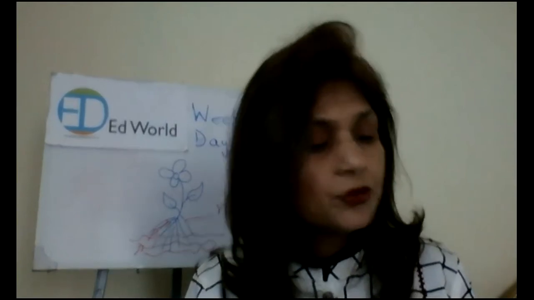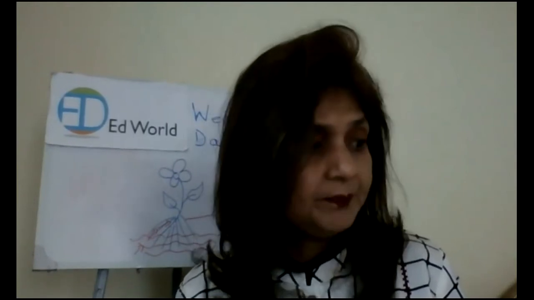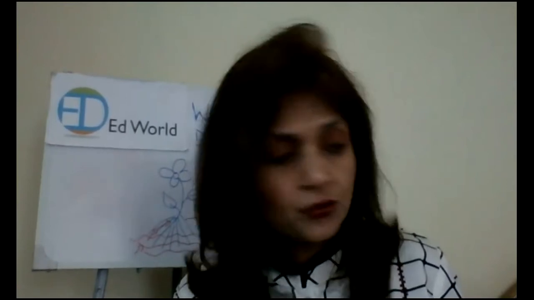Now, what does it do? Now, let's read it. A root grows in the soil. It sucks water and minerals from the soil. It stores food for the plant. It fixes the plant in the soil.